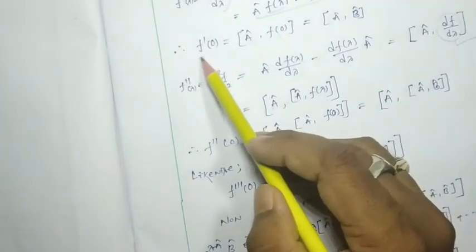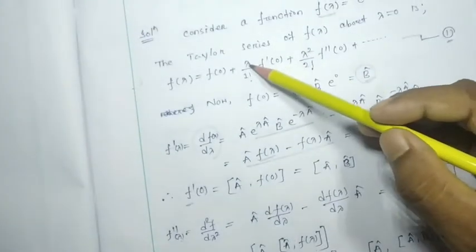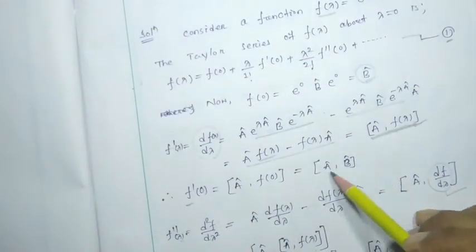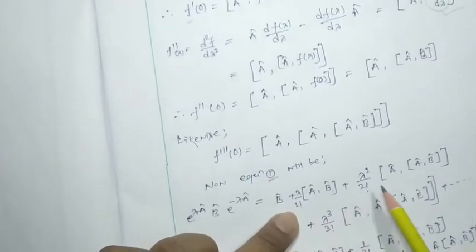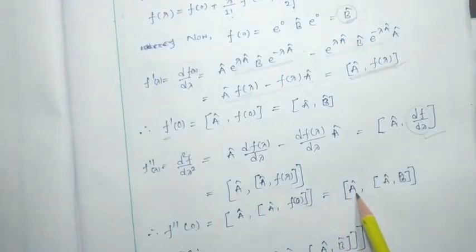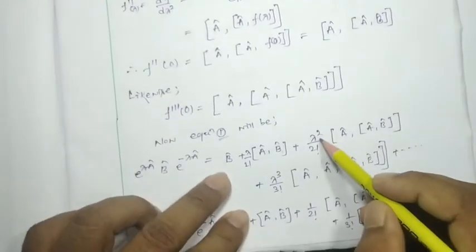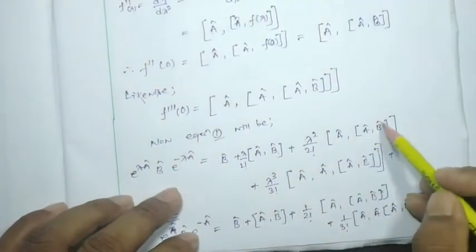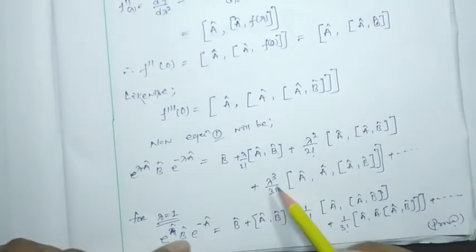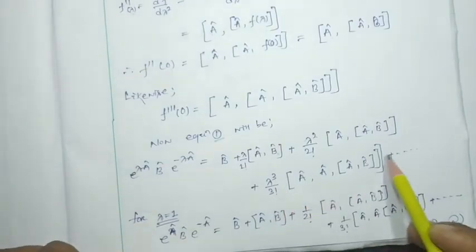F dash 0 is A cap B cap commutation, so it will be lambda by 1 factorial times A cap B cap commutation, plus lambda square by 2 factorial f double dash 0. F double dash 0, we got A cap commutation of A cap B cap whole commutation. Same thing I write: lambda square by 2 factorial A cap commutation of A cap B cap whole commutation. The next term will be lambda cube by 3 factorial and this much, and so on.